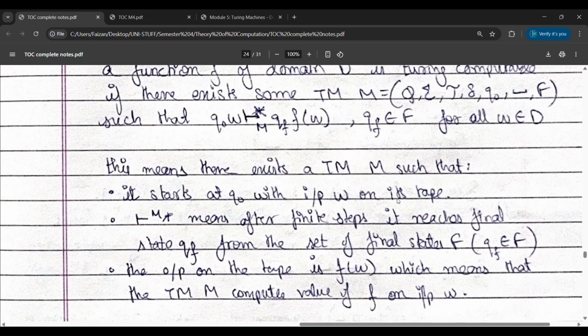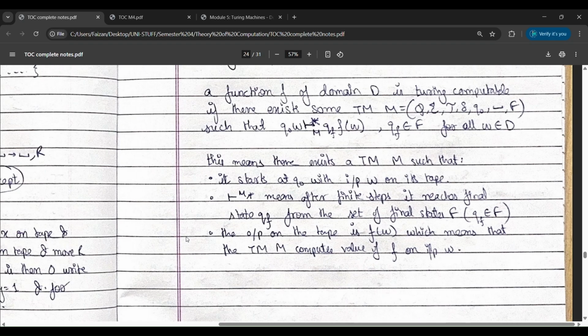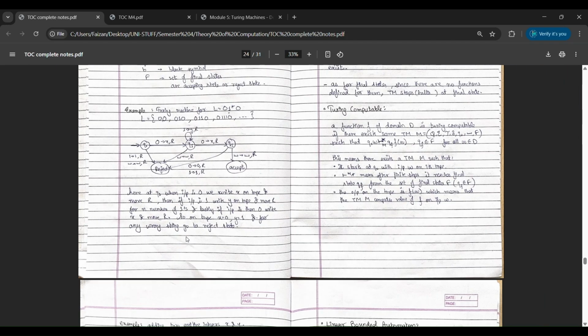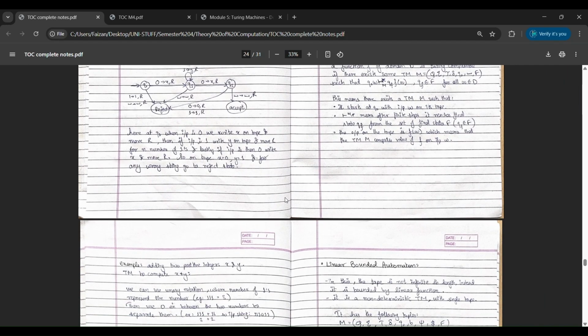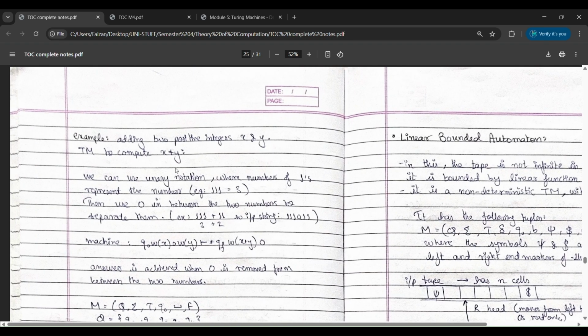I've just explained it over here. It starts at q0 with input w on its tape, and after a finite number of steps of the Turing machine, it reaches a final state qf from the set of final states. The output on the tape is f(w), which means that the Turing machine M computes a value for f on the input w. Simple as that. It looks a bit complicated, but once you break things down into smaller parts and try to understand, it gets much easier.